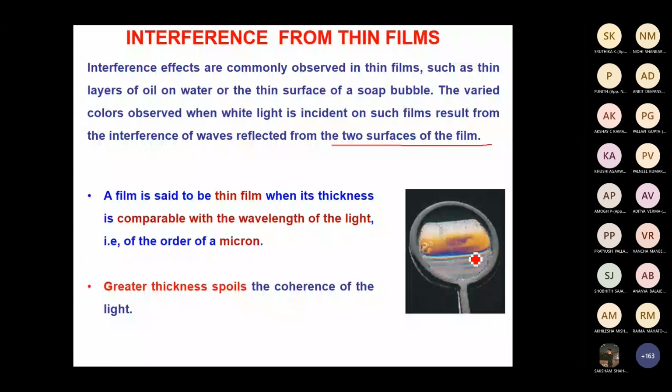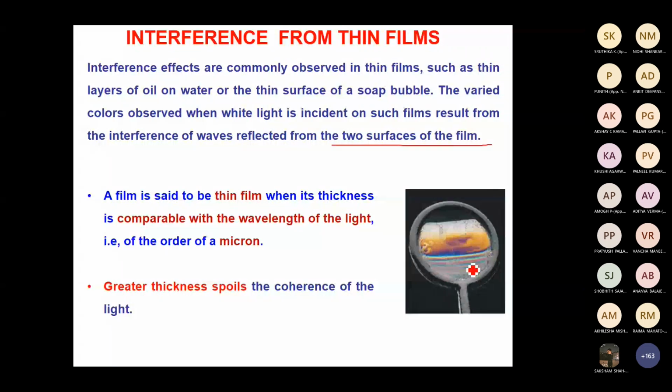For example, if there is an oil slick on the road and you view it at a different angle, you will see that the colors will be different. The thickness is also one of the reasons. So when the conditions change, the color will be different. So what is a thin film? How thin is a thin film?